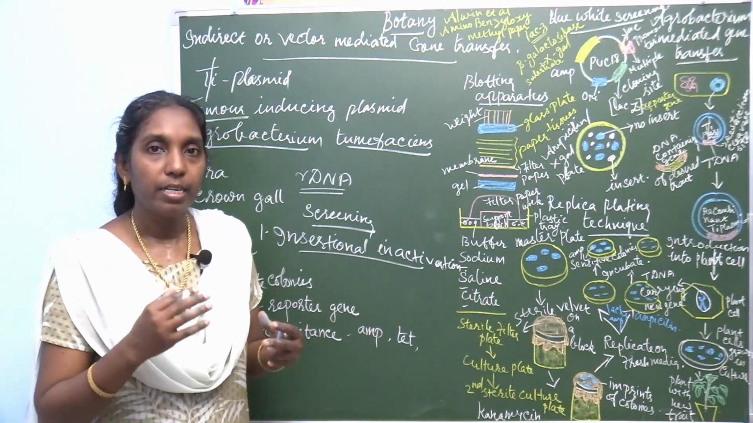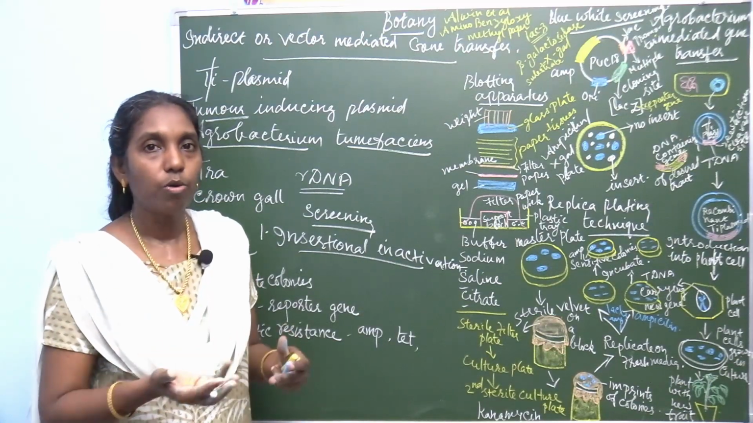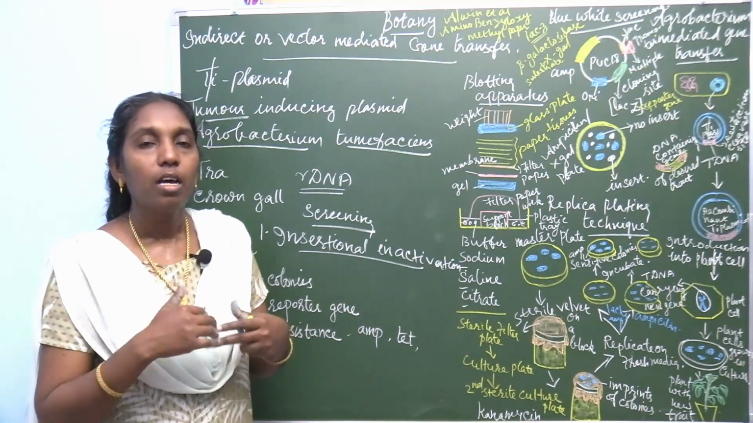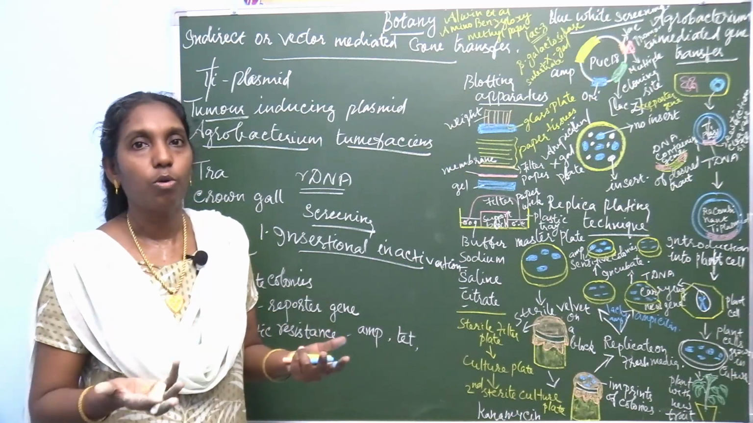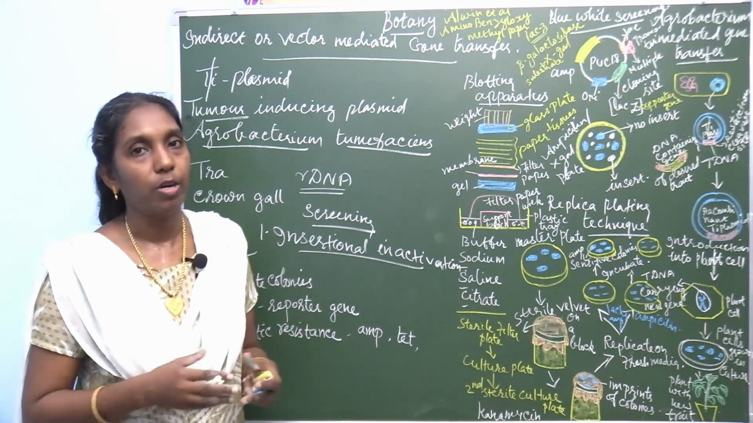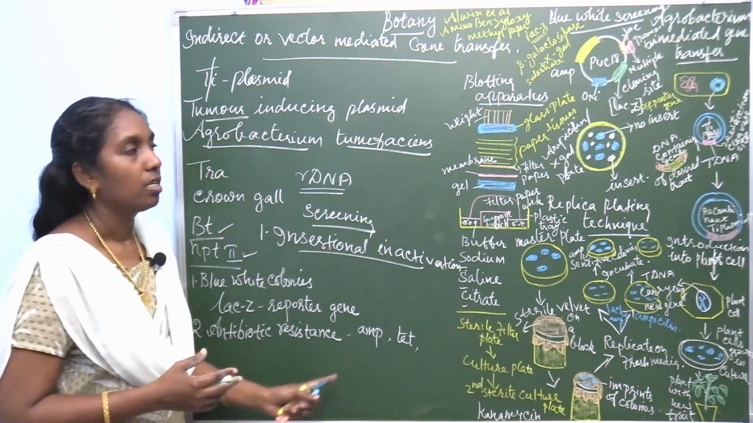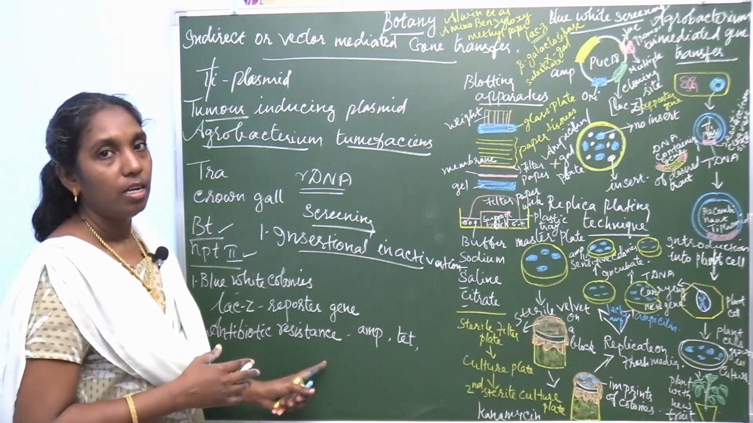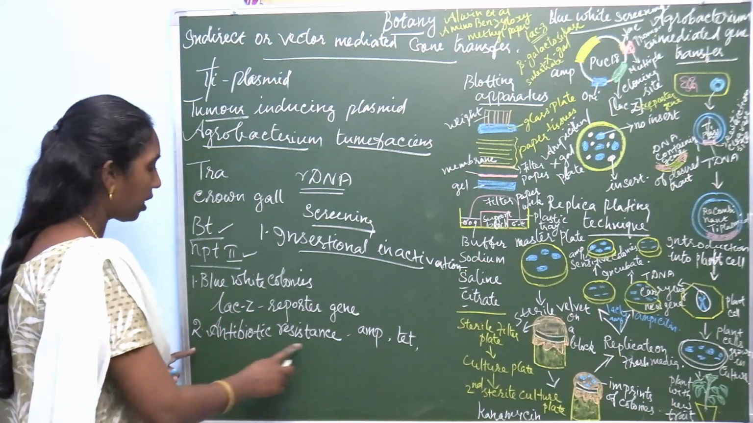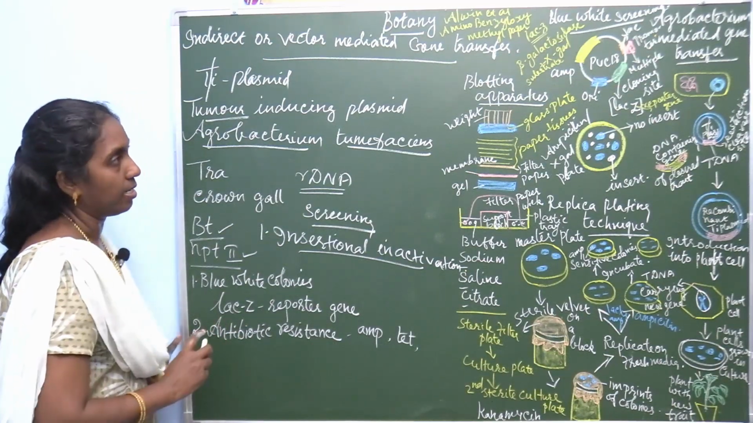The recombinant DNA is able to grow on the antibiotic substrate. Non-recombinants cannot grow on the substrate containing the antibiotic. Depending upon this, the screening is done. So this is the second method of screening, antibiotic resistance.